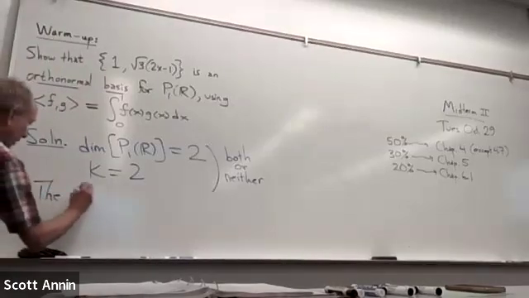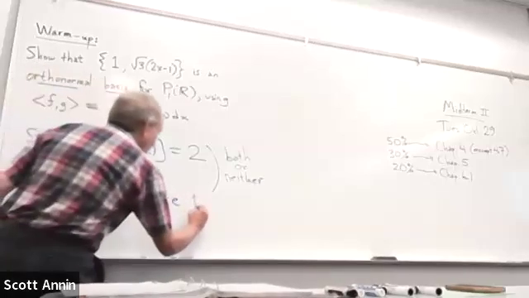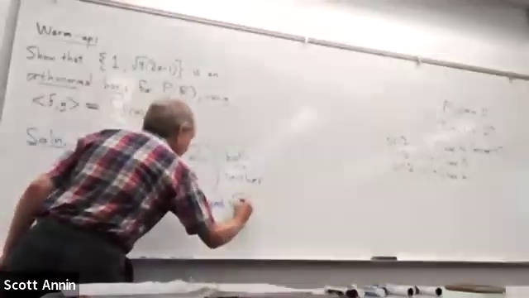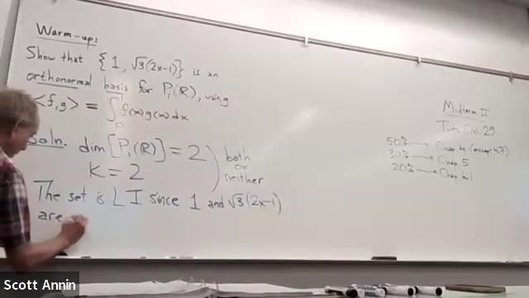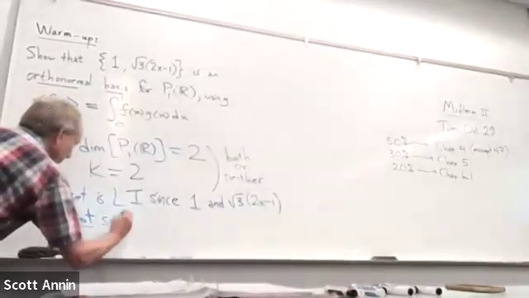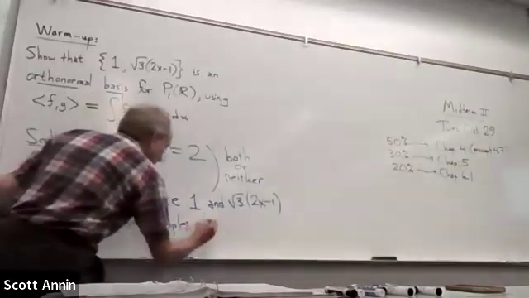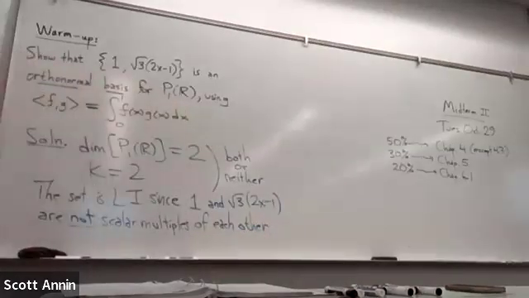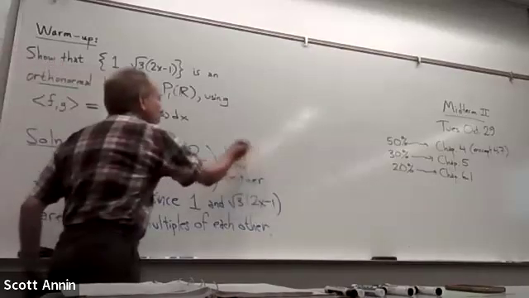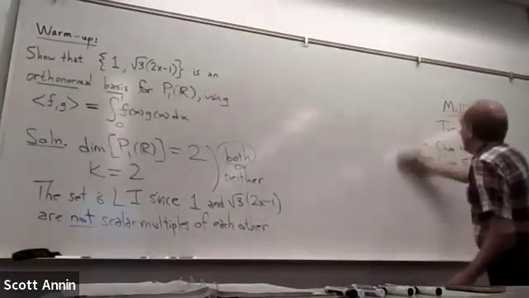The set is LI, since 1 and radical 3 of the quantity 2x minus 1 are not scalar multiples of each other. They are not scalar multiples of each other, and therefore they are LI, and therefore they are both. They are a basis, right? So that's a great way to talk through that.